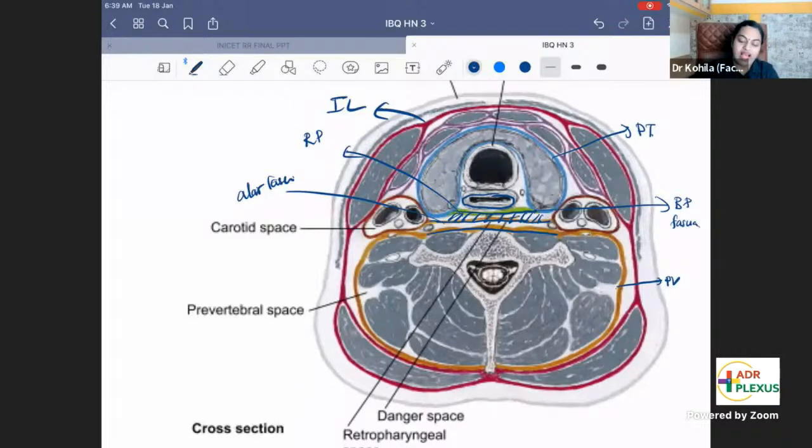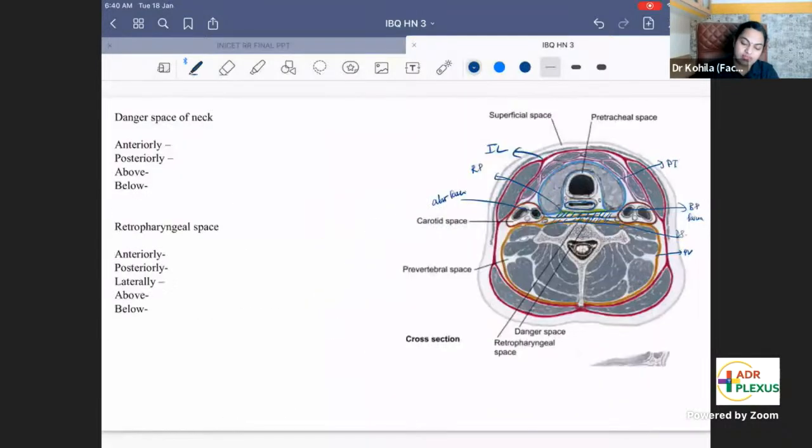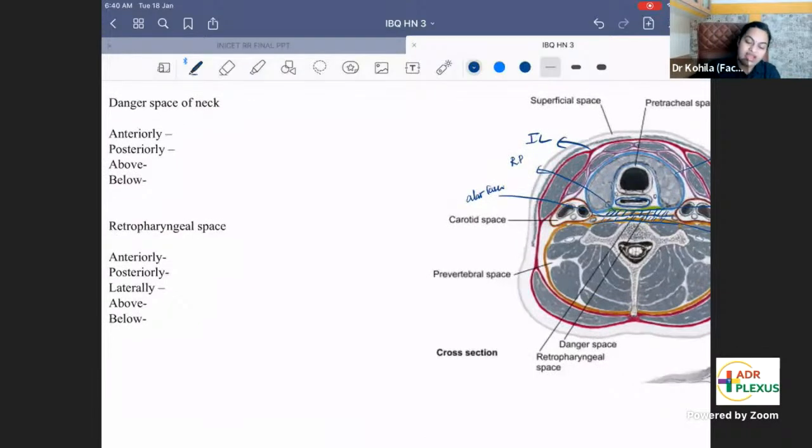Behind that, between the anterior layer and the posterior layer of the prevertebral fascia, is the danger space of neck. Why so? Because the danger space of the neck, as I told you, is anteriorly bounded by buccopharyngeal fascia that covers the constrictor muscles of pharynx, and posteriorly by the anterior layer of prevertebral fascia called the alar fascia.